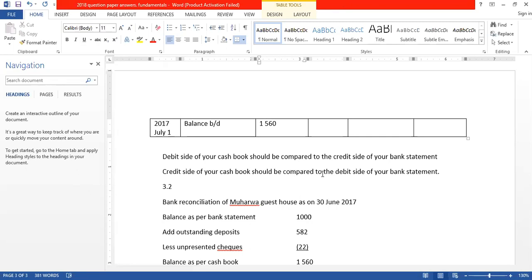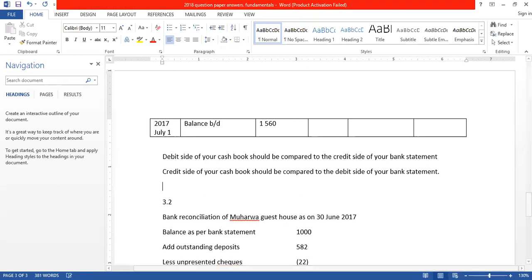And to be honest, bank reconciliation is the easiest topic in accounting, I would say. All topics are easy, but this is the easiest because it's straightforward. So do we all understand? Any questions? Are there any questions?